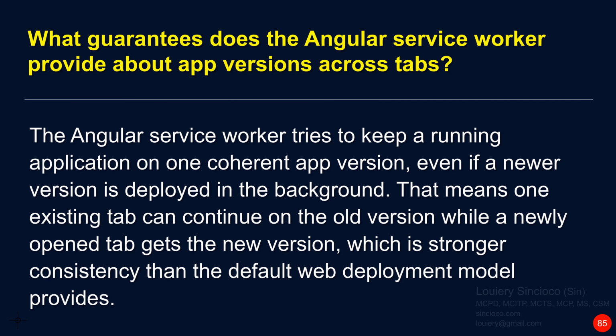What guarantees does the Angular service worker provide about app versions across tabs? The Angular service worker tries to keep a running application on one coherent app version, even if a newer version is deployed in the background. That means one existing tab can continue on the old version, while a newly opened tab gets the new version, which is stronger consistency than the default web deployment model provides.